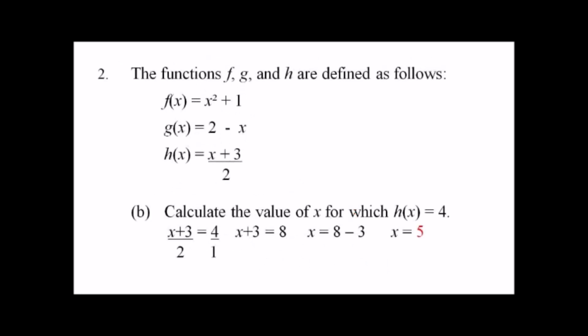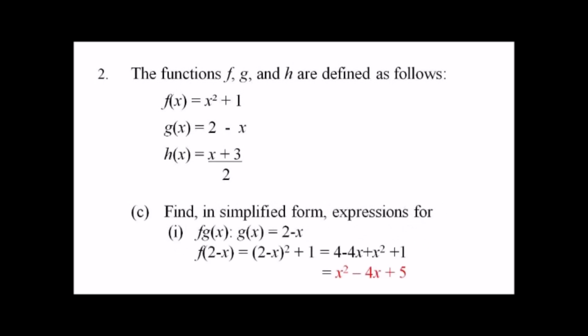And for 2b, calculate the value of x if h of x equal to 4. So put x plus 3 over 2 is equal to 4 and we'll solve it. x is equal to 5. Final answer. So a little algebra involved. When you cross multiply at the beginning, x plus 3 over 2 is equal to 4 over 1. Cross multiply, x plus 3 is equal to 8. That's what you did to get that. x is 8 minus 3. x is equal to 5. Straightforward. Some algebra involved, but you should be able to handle that.